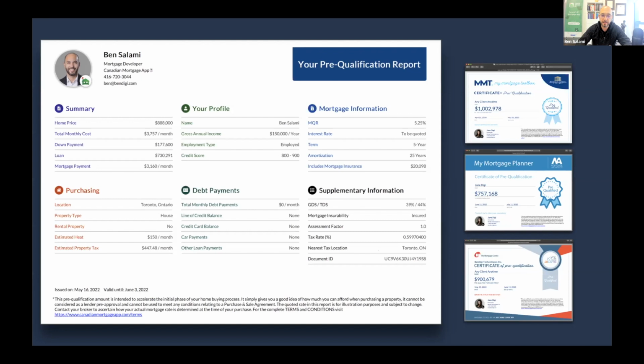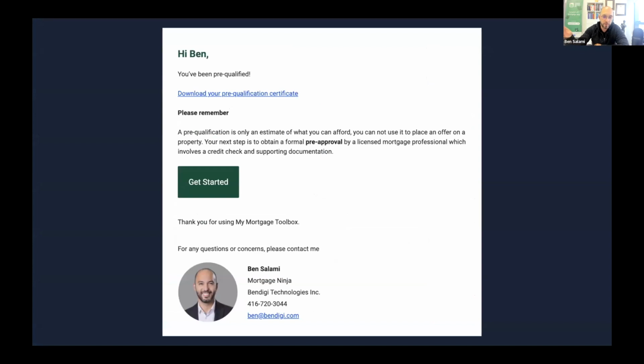In addition to that, depending on what app you're on, there's also additional reports and certificates sent with this. You can see on the right, I have some examples of what it can look like. But what's also very important on this report is the disclaimer. Now, I'm going to show you this in more detail in the next slide, but essentially what it does is it makes sure that the consumer knows that this pre-qualification is only a pre-qualification and it's not to be used for any purchase offers. So the pre-qualification report is actually delivered in an email that looks like this.